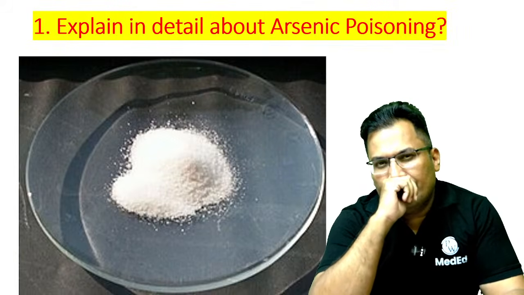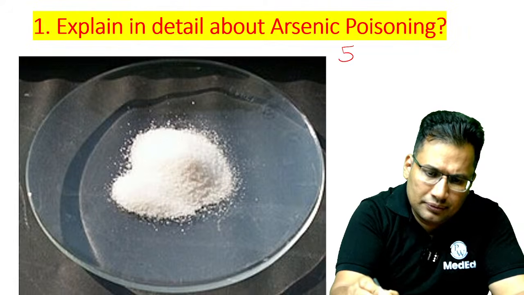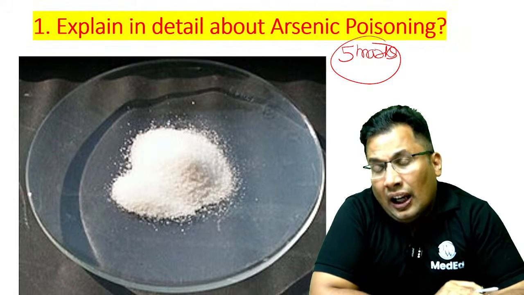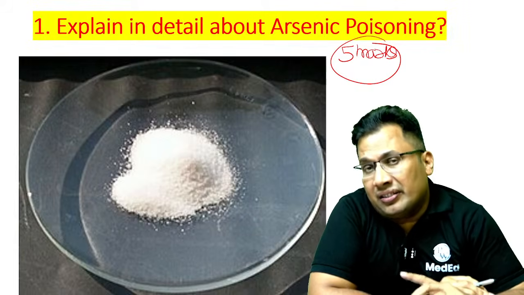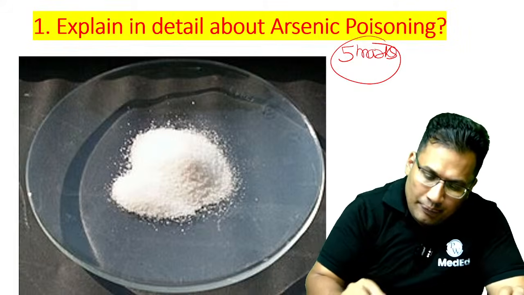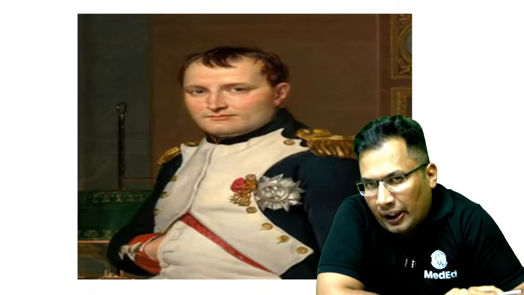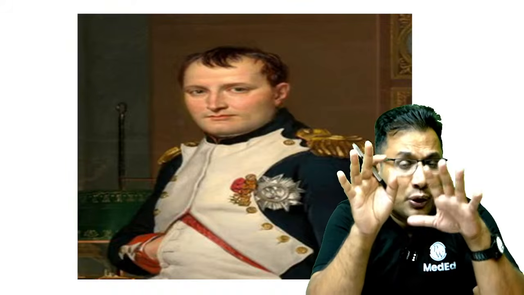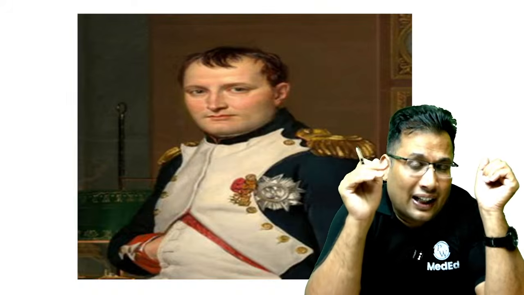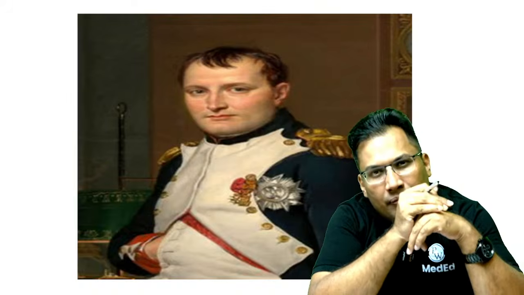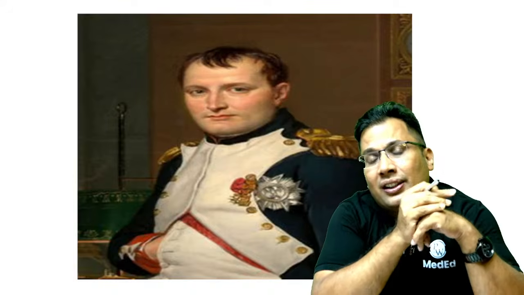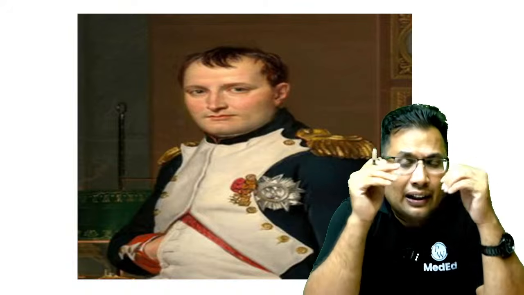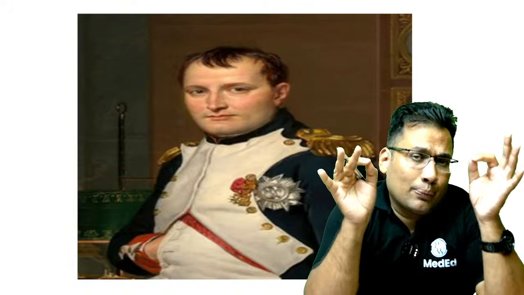Now let's discuss arsenic poison, a 5 marks question. When I talk about arsenic, I remember one very famous king, Napoleon Bonaparte. He was killed by his own servant. His servant used to mix arsenic, especially arsenic trioxide, every day with his food and drink. He died due to chronic arsenic poison. The analysis of his hair and nail showed almost 1000 times more than the normal level.